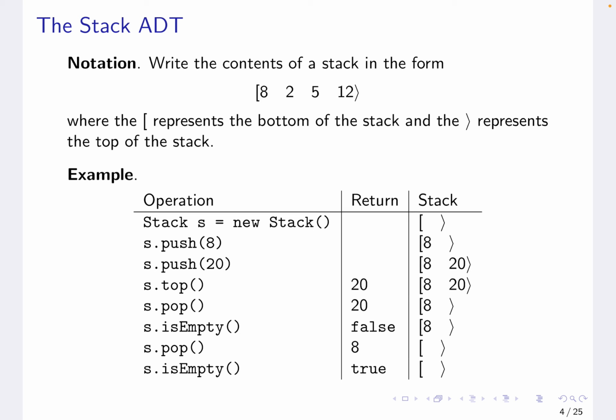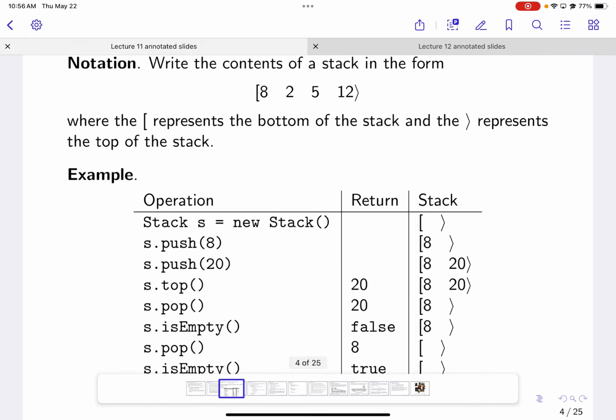We have some notation for a stack. You don't have to memorize this, but you should be able to recognize this. The left bracket represents the bottom of the stack, and that right angle bracket is the top of the stack. So you could imagine the stack growing in the direction of that arrow defined by the angle bracket.